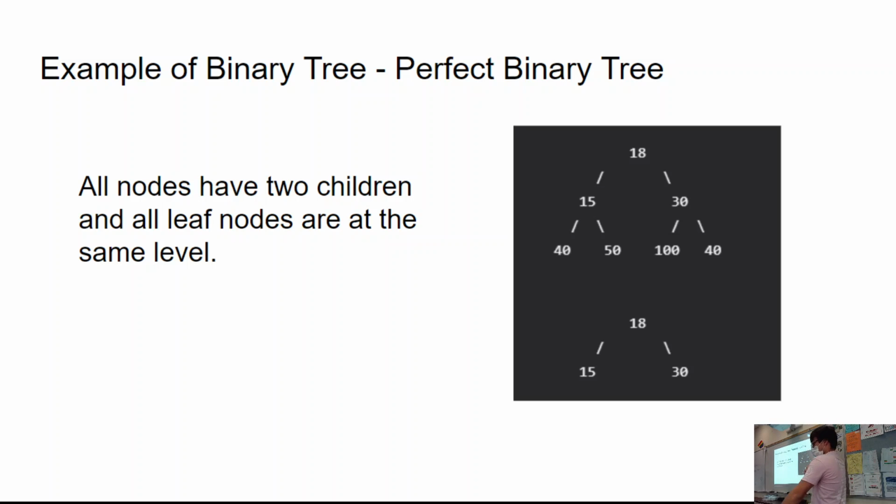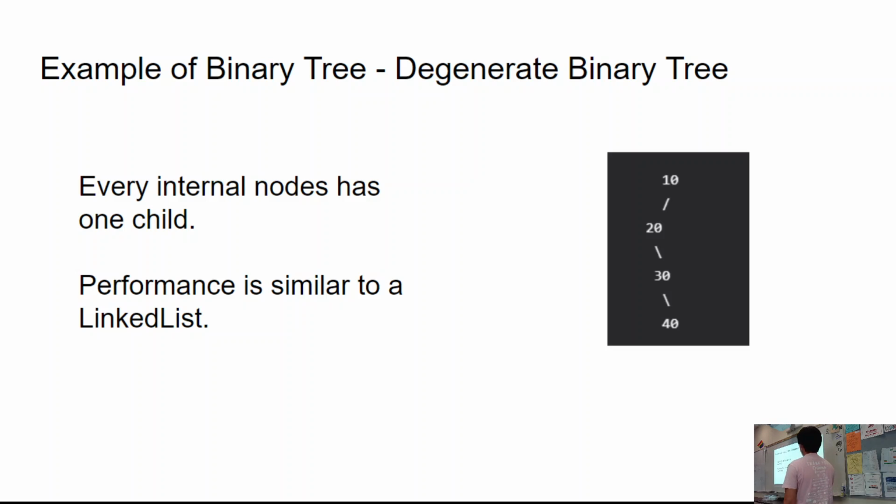We also have a degenerate binary tree, or pathological binary tree, because why would you do this? What is the point of this, right? This acts just like a linked list, linking a node to a node to a node to a node. There's no split in nodes. It acts the exact same. It has the same performance as a linked list.